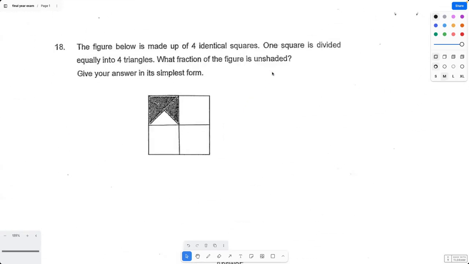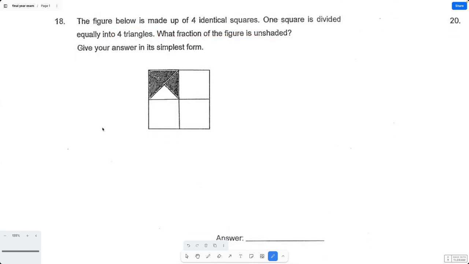Question number 18. The figure below is made out of four identical squares. One square is divided equally into four triangles. What fraction of the figure is unshaded? So we have four of these over here, and then we have three shaded parts. So in essence, one square will be 4 parts.